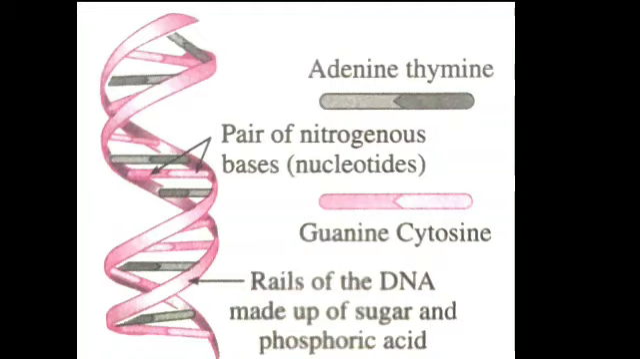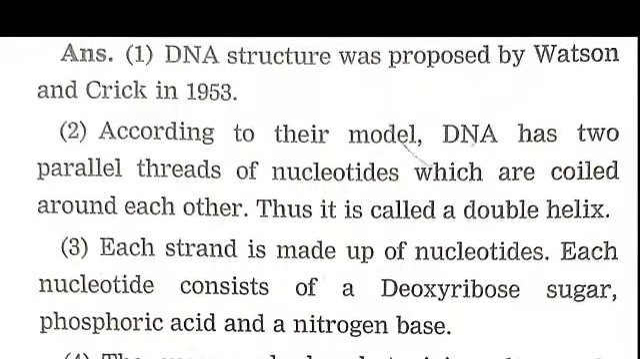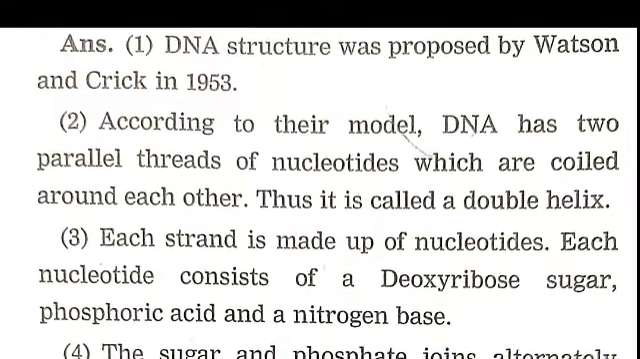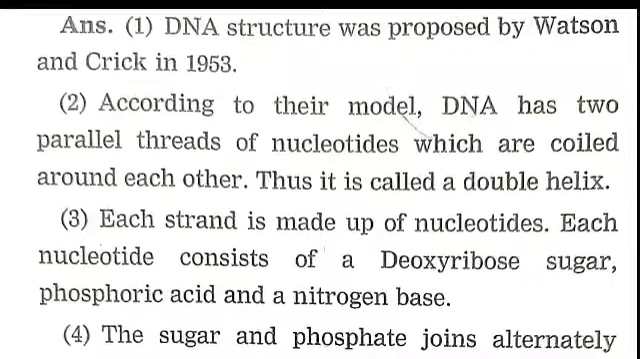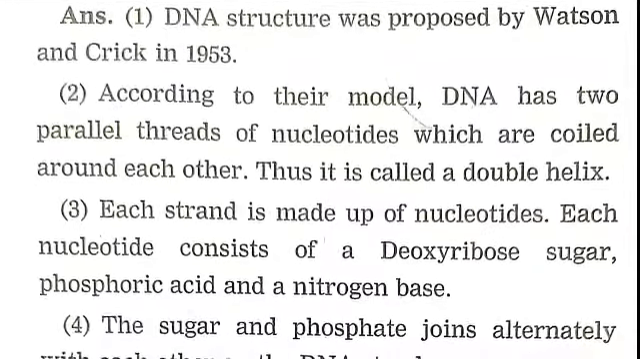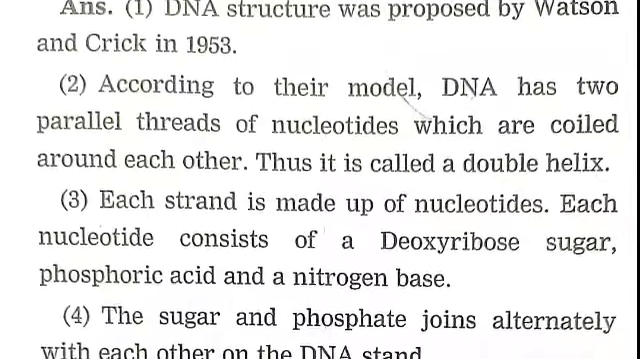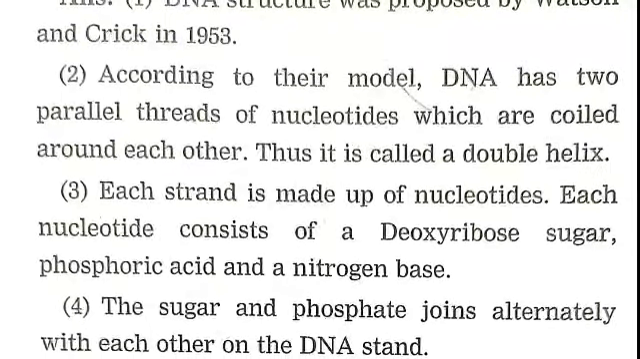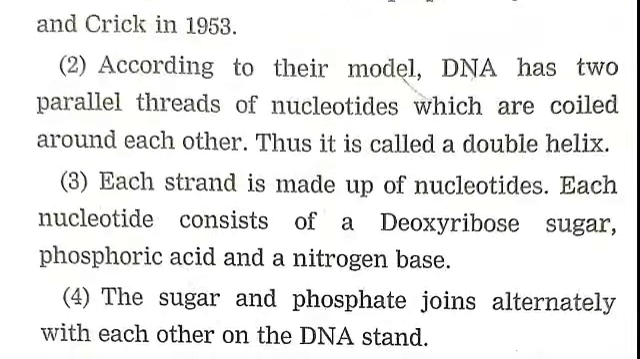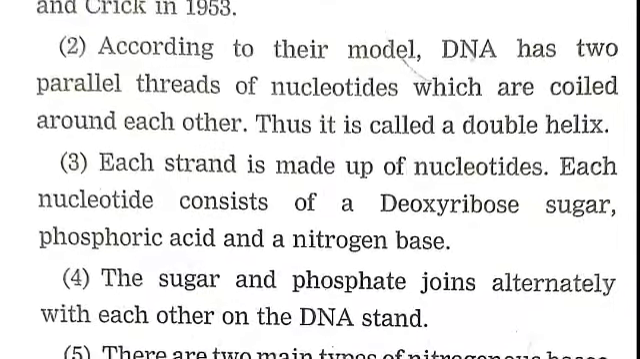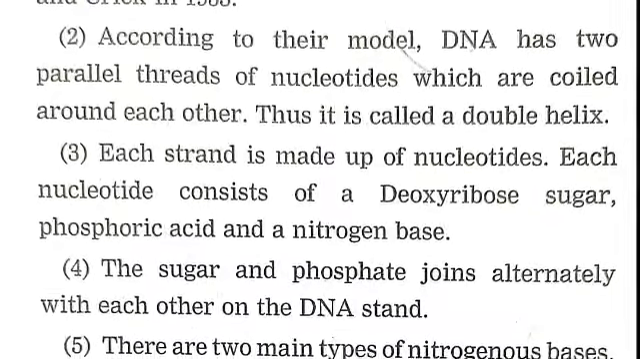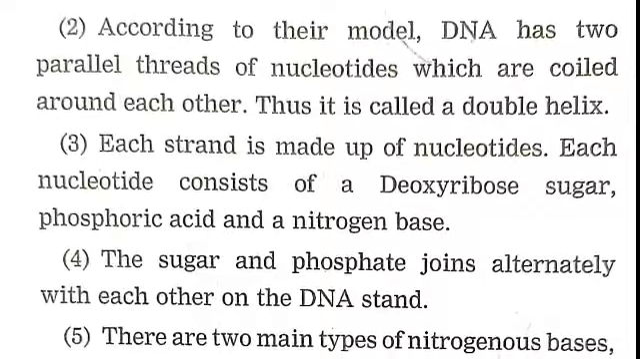After drawing, let us see the characteristics of this DNA or information about this DNA. First, DNA structure was proposed by Watson and Crick in 1953. According to their model, DNA has two parallel threads of nucleotides which are coiled around each other. Thus, it is called a double helix. Third, each strand is made up of nucleotides.